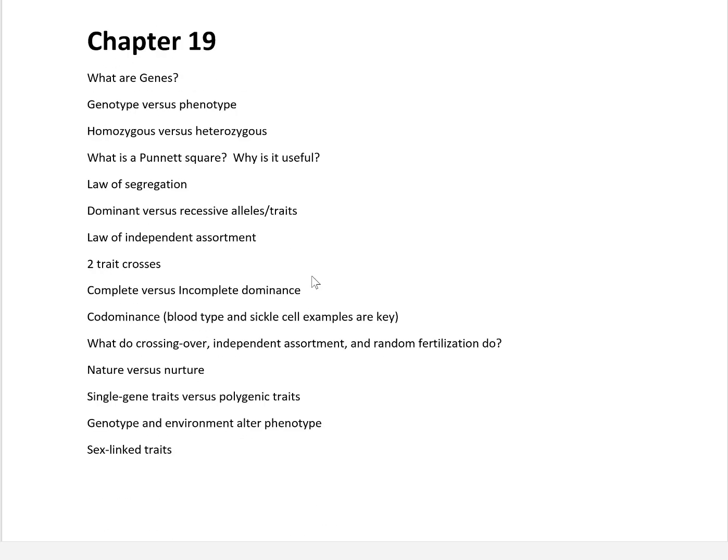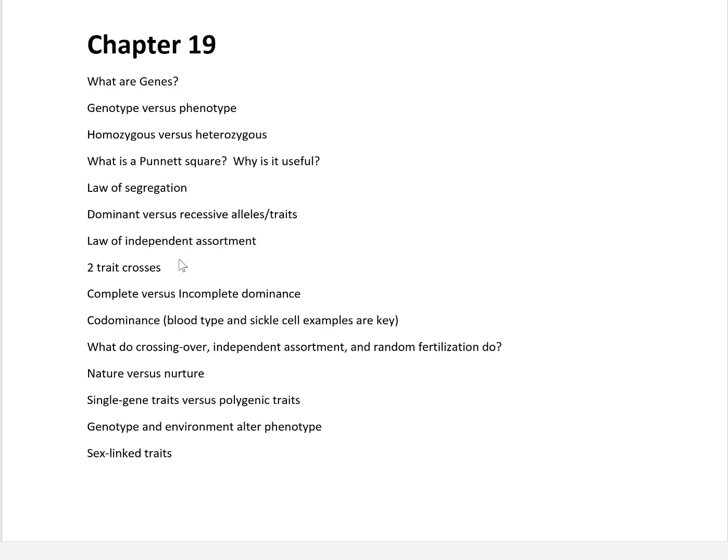Okay, chapter 19, last chapter in this unit. This unit only has 3 chapters, so I think there's 3 chapters in the last unit as well. I'm trying to remember. So chapter 19, what are genes? A gene is a sequence of DNA that codes for a functional product. In most organisms, most of DNA isn't genes. Only about 2% of our genome is actually a gene. So genes are sequences of DNA that code for a functional product.